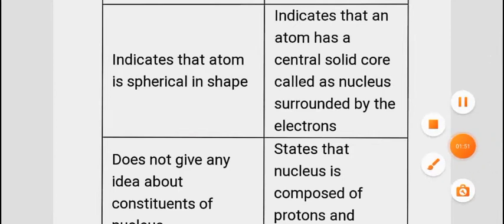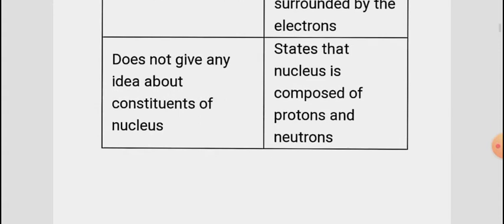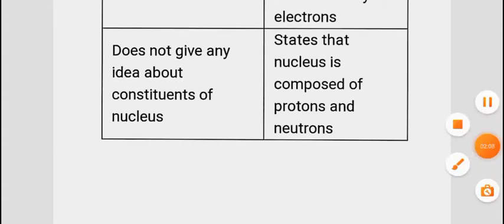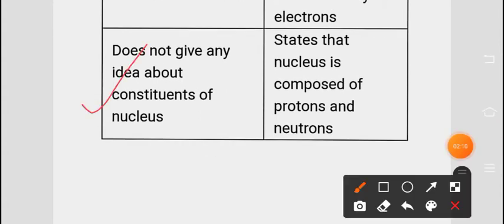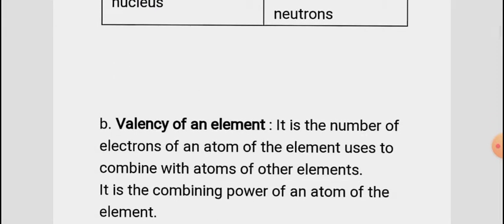Thomson states that the atom is spherical in shape. Rutherford indicates that an atom has a central solid core called the nucleus surrounded by the electrons. Thomson does not give any idea about the constituents of the nucleus. Rutherford states that the nucleus is composed of protons and neutrons, which we have seen in the theory part also.